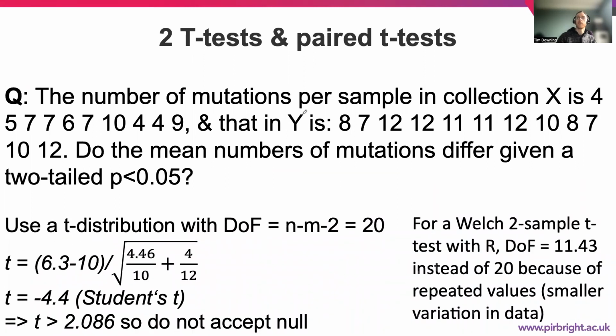That's the one we had. Yeah, if we do this with RStudio, we get the degrees of freedom is actually 11.43 instead of 20 because of these repeated values. You see 12 there multiple times. We see 7, 7, 7, 4, 4, for example, as well as 8 and 7, 8 and 7.